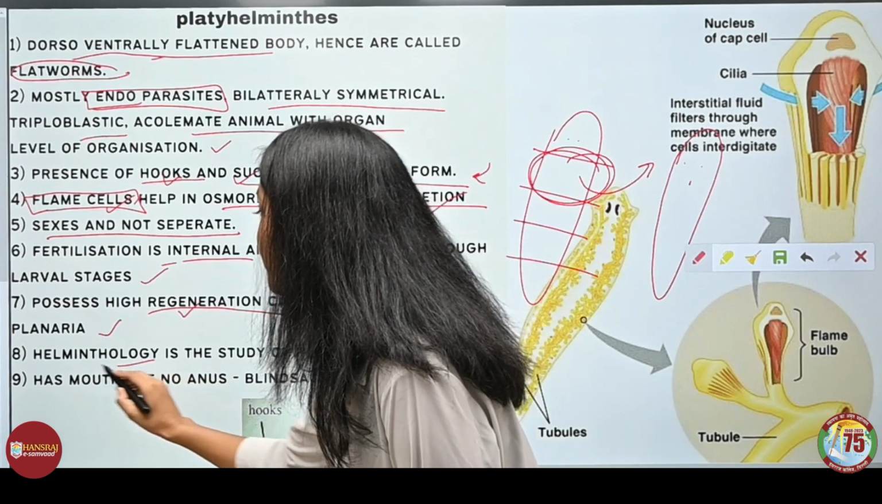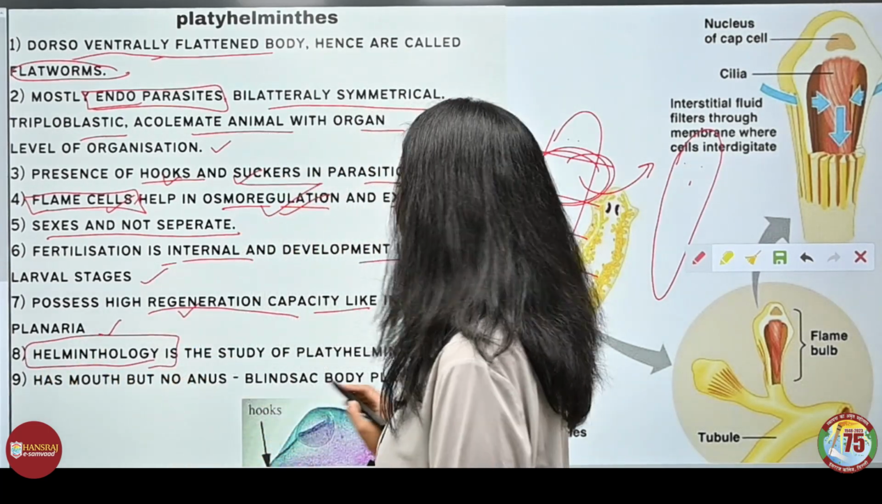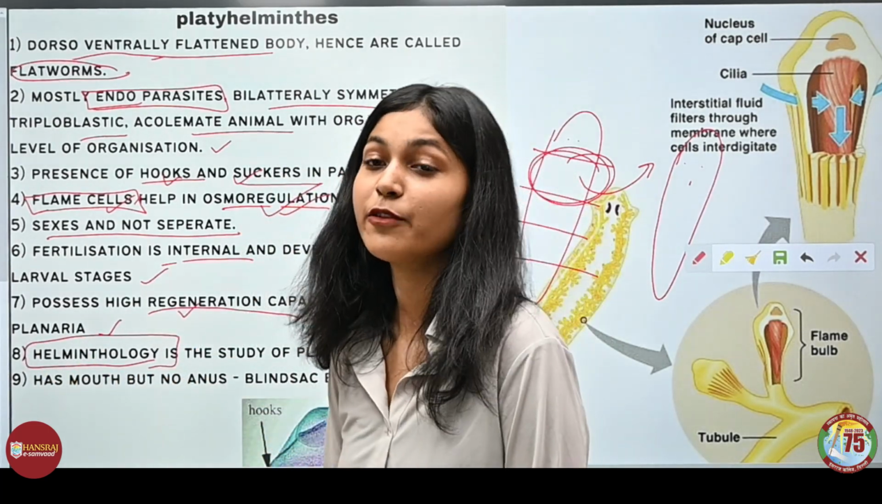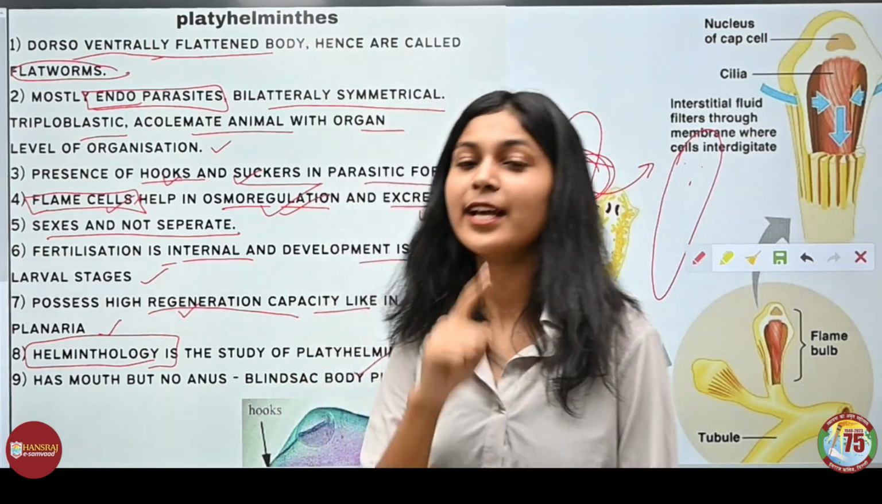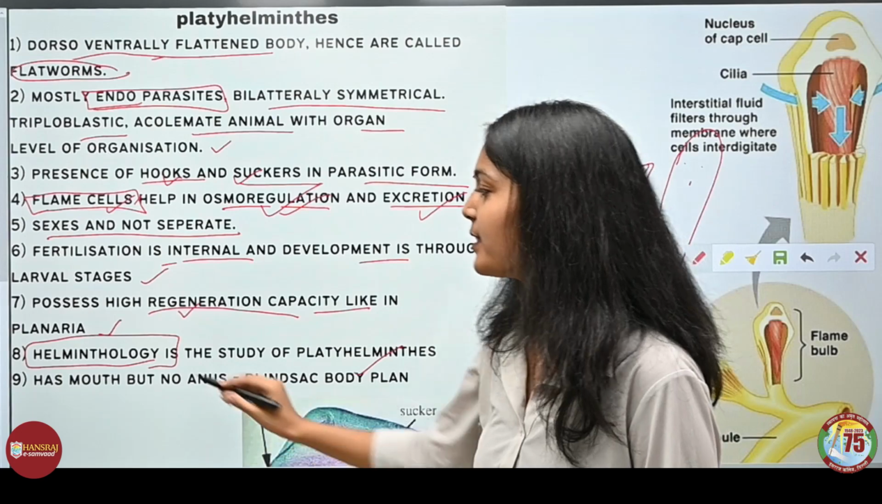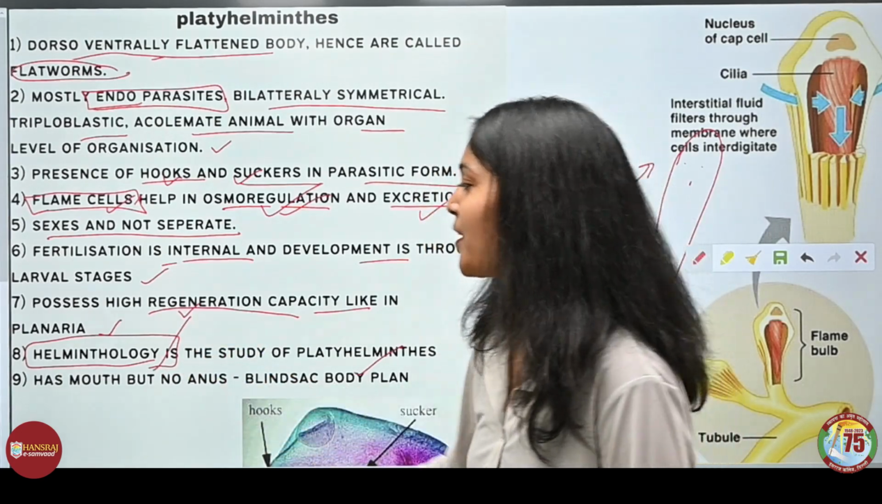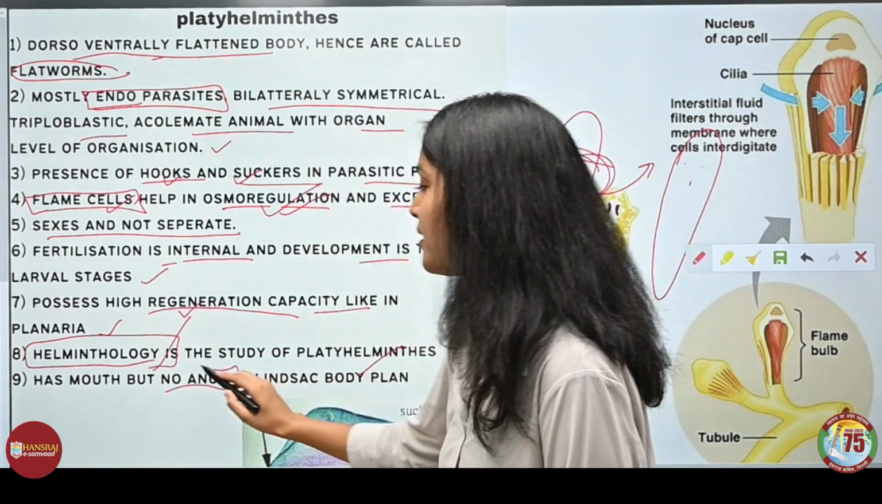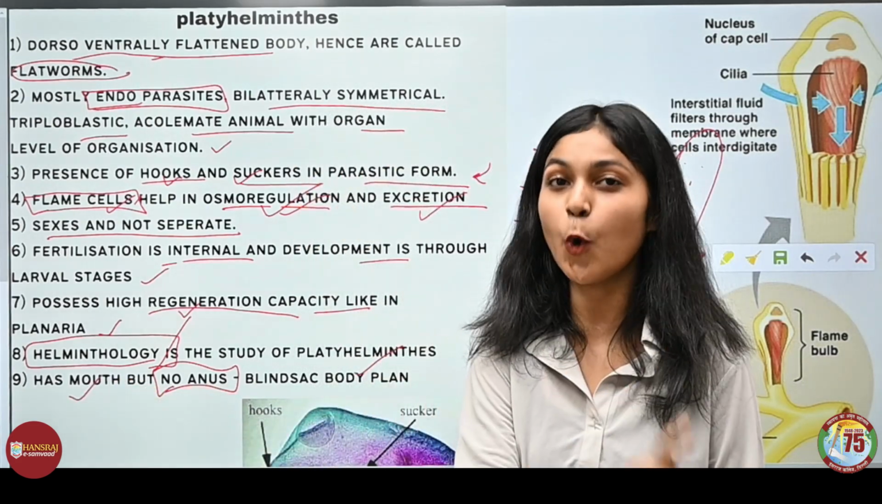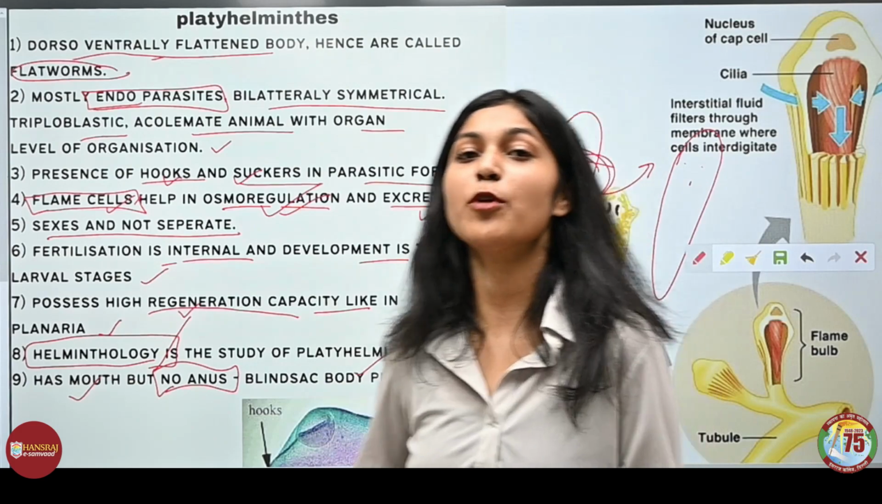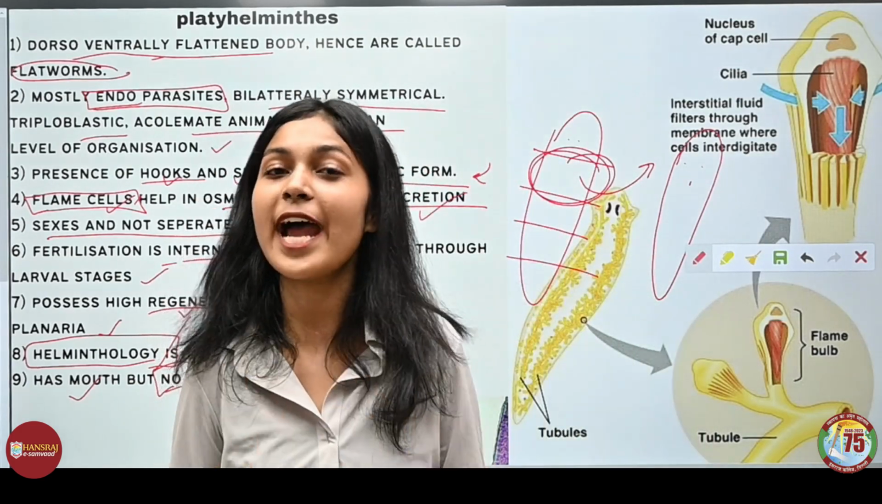Now helminthology is the study of platyhelminths. That means when you specifically study platyhelminths, that type of study is known as helminthology. So yeah, they do not have an anus, they only have a mouth, a single opening, and that type of body plan is known as the blind sac body plan.